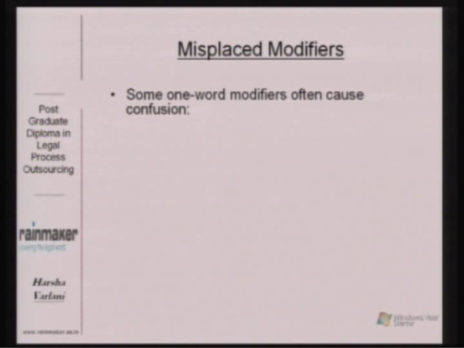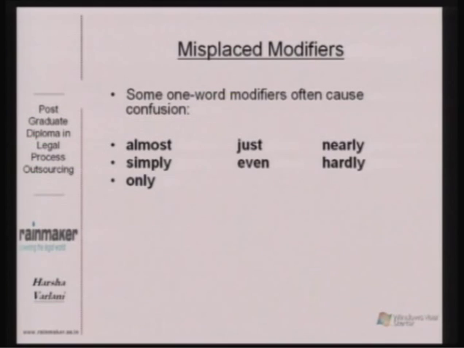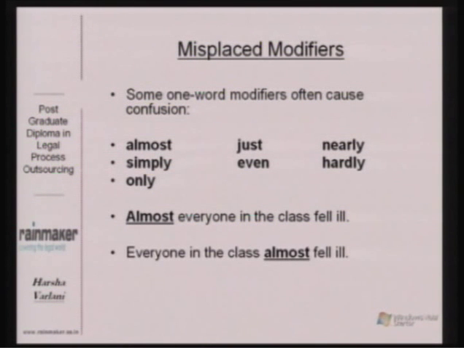These are some of the one word modifiers that can cause a lot of confusion. Words like almost, simply, only, just, even, nearly, hardly. Okay, these are one words that actually cause a lot of confusion. So when we are using these words, be very careful. Let's look at this example. Almost everyone in the class fell ill. Everyone in the class almost fell ill.